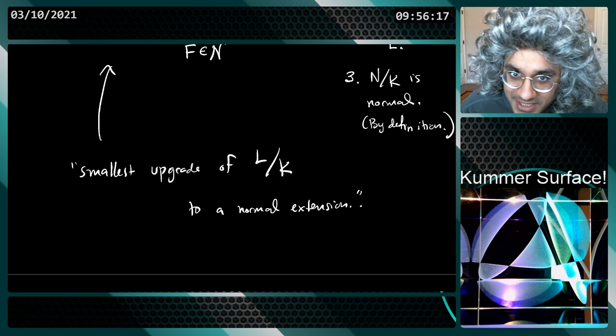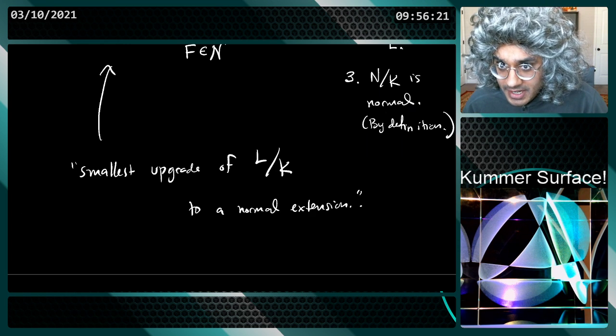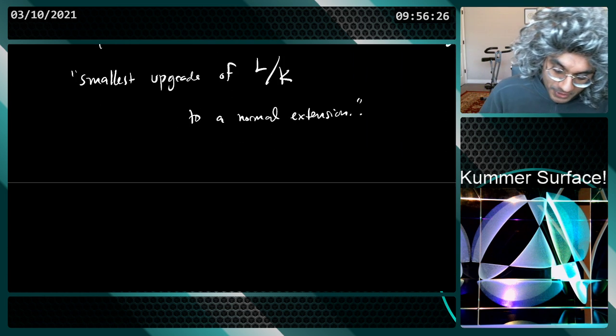Okay, procrastination asks, if you start with a finite extension L over K, is the normal closure also a finite extension? Good question.